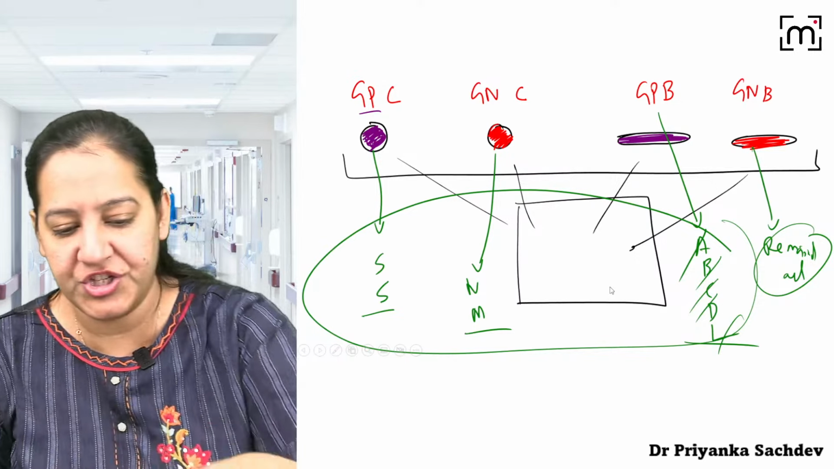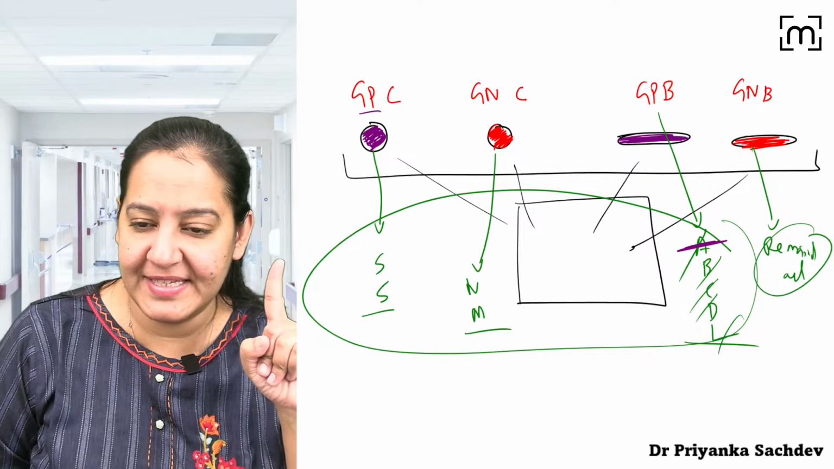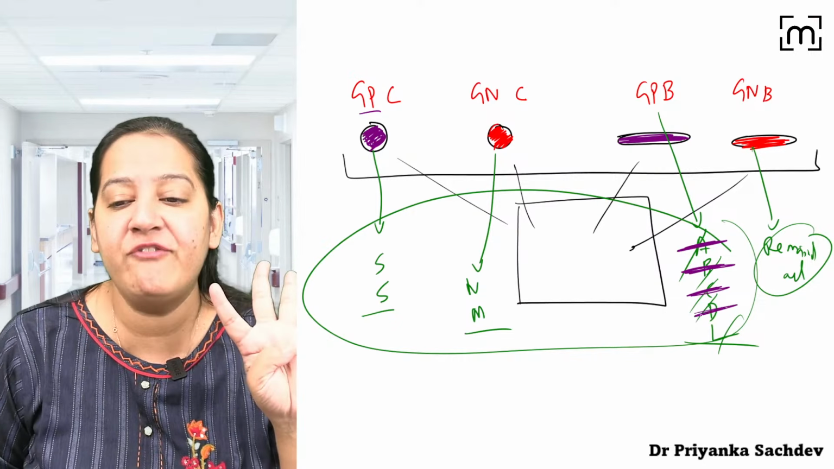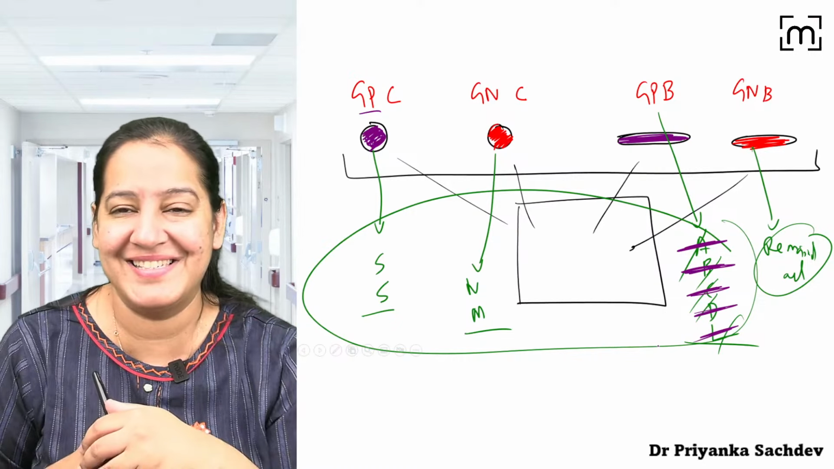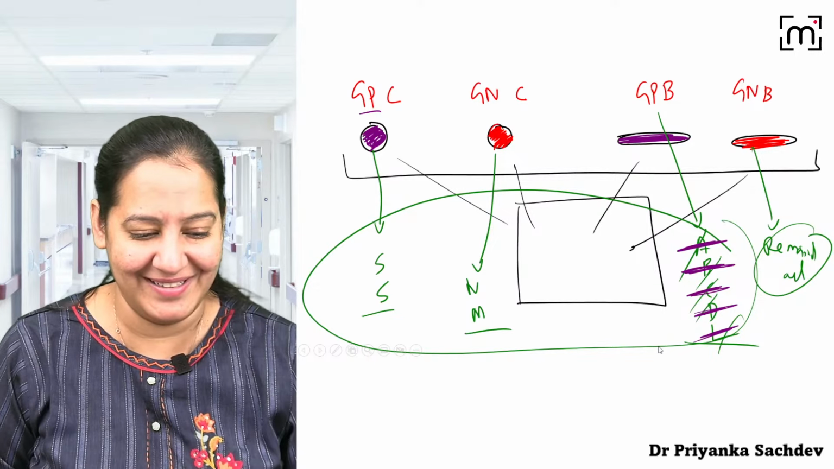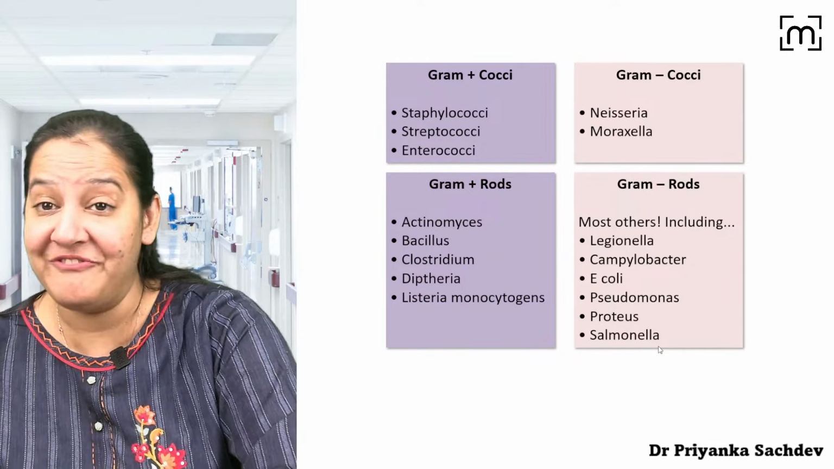Shall I repeat? Okay, Shireen, I will repeat. A is Actinomyces, B is Bacillus, C is Clostridium, D for Diphtheria and L for Listeria monocytogenes. Right? Can we go ahead? Okay. So this is the same list in front of you. You all can learn it now very easily.